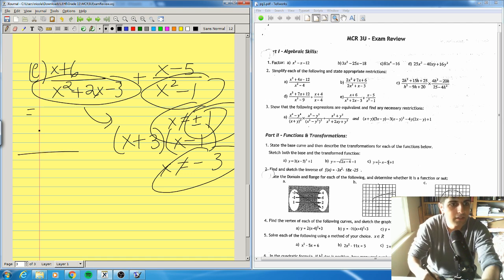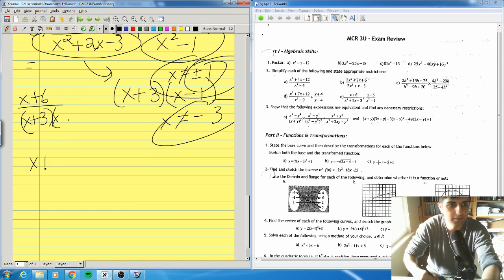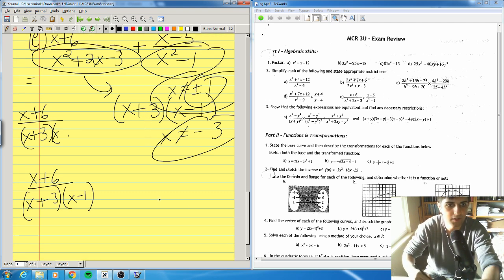Now, if I factor, x plus 6 over x plus 3, x minus 1. Why don't I give more room here? Why don't I go down? Let me do this. So x plus 6 over x plus 3, x minus 1. Remember, the reason why I've got these two factors is because of that factoring. And then x minus 5 over x squared minus 1. Now, x squared minus 1, right, is x plus 1 times x minus 1, okay?